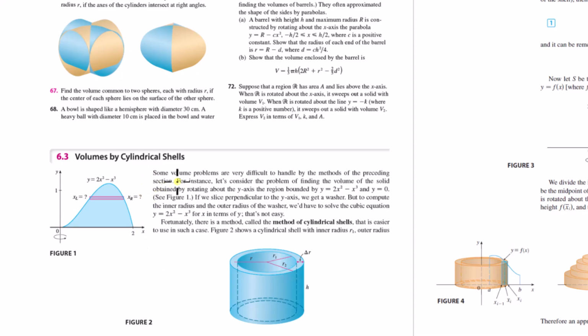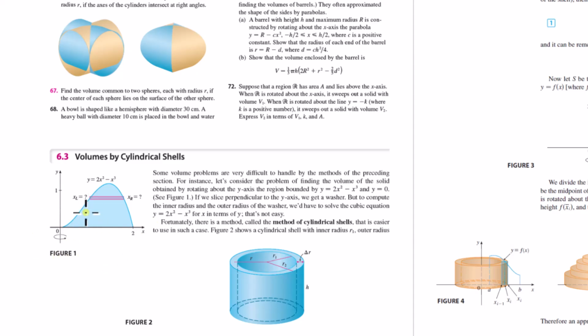It says, some volume problems are very difficult to handle by the methods of the preceding section. For instance, let's consider the problem of finding the volume of the solid obtained by rotating about the y-axis the region bounded by y equals 2x squared minus x cubed, and y equals 0. So here's the region bounded by 2x squared minus x cubed, and here's y equals 0. And they want to rotate this region about the y-axis.